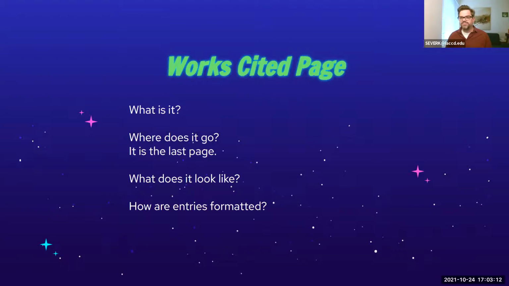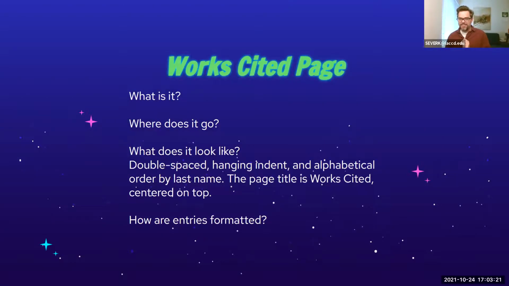Where does it go? It's the last page. When you're done writing your essay, you make a page break and you start a new page, and that's where your works cited page goes. Well, what does it look like? It has a title. The title is works cited page. And then just like the rest of your paper, it's double spaced. And the way the reader can tell the difference between each citation is you use a hanging indent. That's a formatting thing. And you put all the entries in alphabetical order by author's last name.